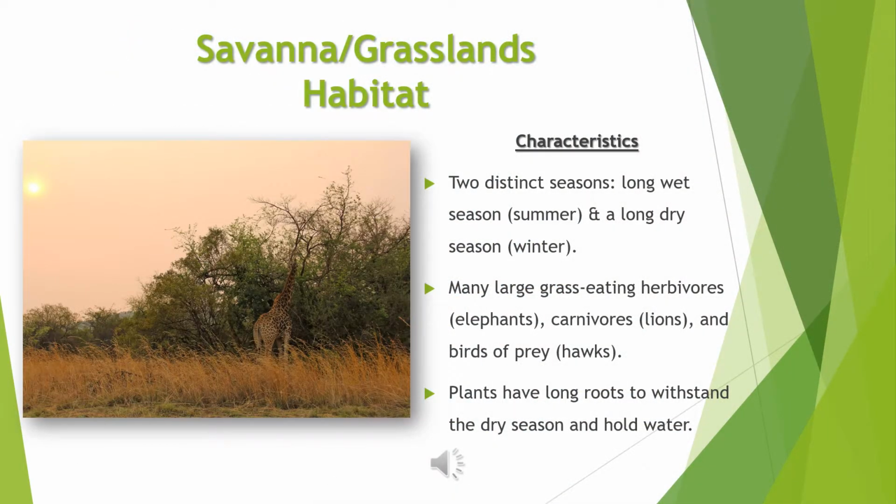Moving on to the grasslands or the savanna habitat. In this habitat, there are 2 distinct seasons, summer and winter. The summer is a long wet season where it rains for long periods of time, and the winter is dry and it hardly ever rains. Plants here have long roots so that they can withstand the long dry season and hold water until summer comes around. There are many large grass-eating herbivores such as elephants, carnivores such as lions, and birds of prey such as hawks that live here, along with many other animals and plants.